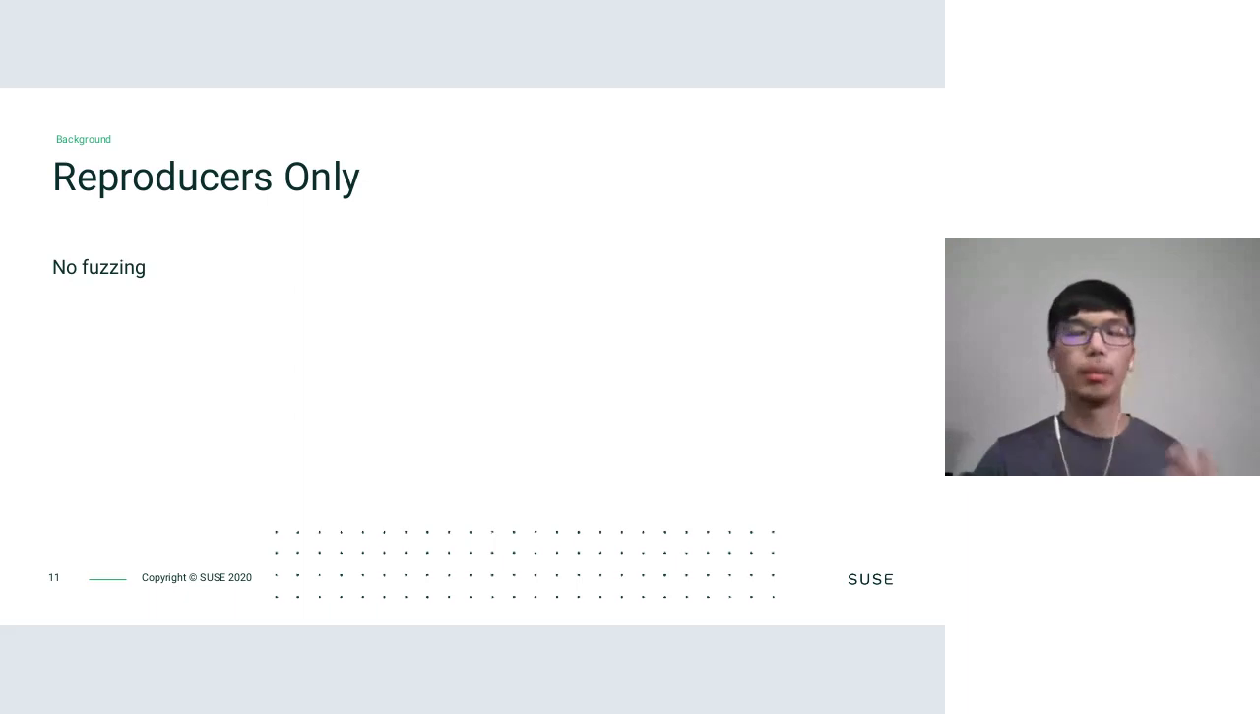In my test, I only use the reproducers. So I do not run Syzkaller itself. I do not do the fuzzing of the kernel, because fuzzing the kernel takes quite some time. And honestly, I want to get something running quickly. That's why I use the reproducers released by the Syzkaller project.